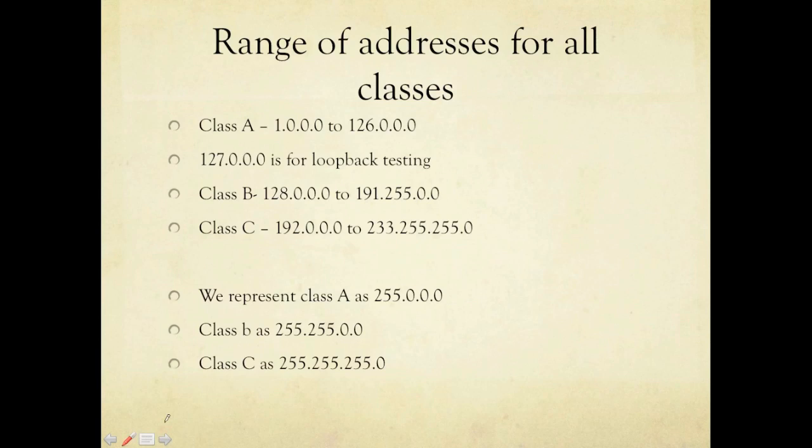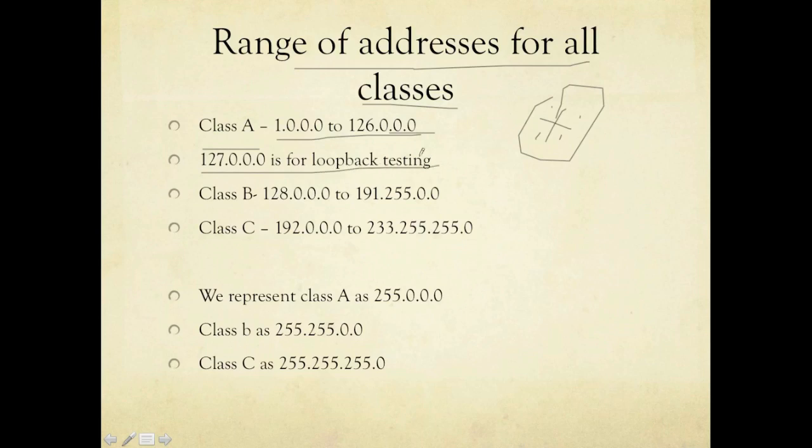Okay, so the range of addresses for all classes. You just have a look at it. For class A it is 1.0.0.0 to 126.0.0.0, and 127.0.0.0 is for loopback testing. For example, you have a NIC card, so whether the NIC card is working or not, whether it is in the network or not, for that you can just ping 127.0.0.1 or 2. If the card is working, then you will be getting a reply from that. So it's for testing purposes.